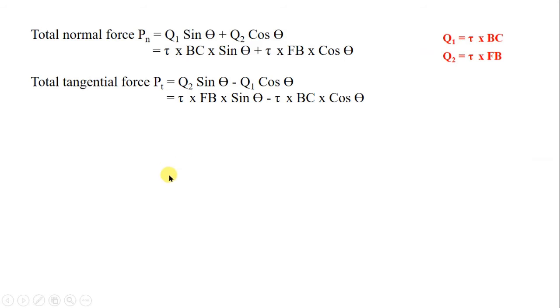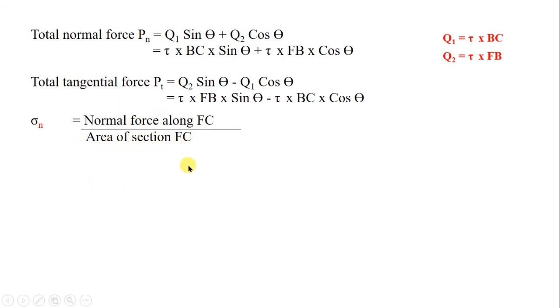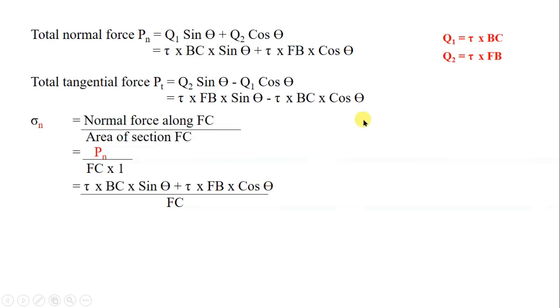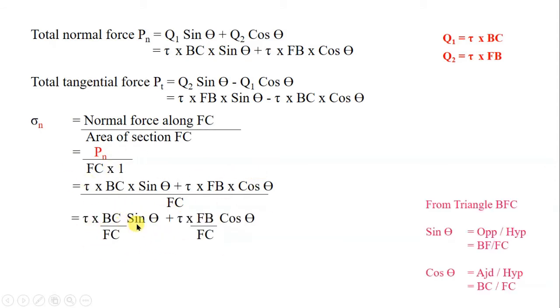Normal stress sigma n is equal to normal force acting along FC divided by the area of section FC, that is the formula. The normal force acting along FC is your Pn, divided by the area of section FC, which is FC into 1. So substitute this Pn equation here, it becomes tau into BC into sin theta plus tau into FB into cos theta, the whole divided by FC. Now again we are splitting this equation into two, that is tau into BC by FC sin theta plus tau into FB by FC cos theta.